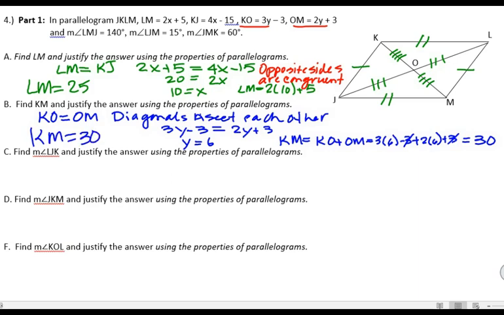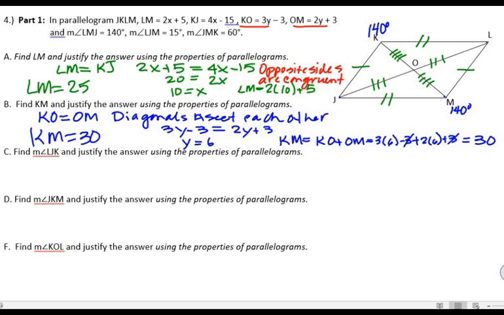Okay, now we're going to go on to our angles, and I'm going to go ahead and start writing the angle measures into this drawing. So it tells me that LMJ, that's this angle out here, is 140, which means its opposite angle is 140 up here.